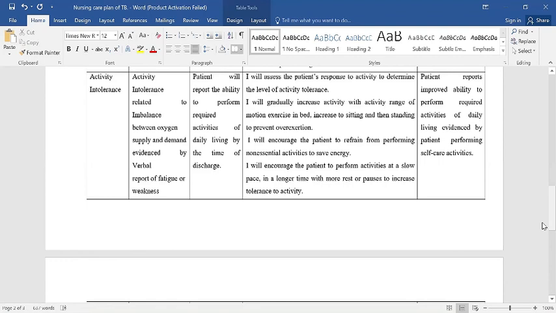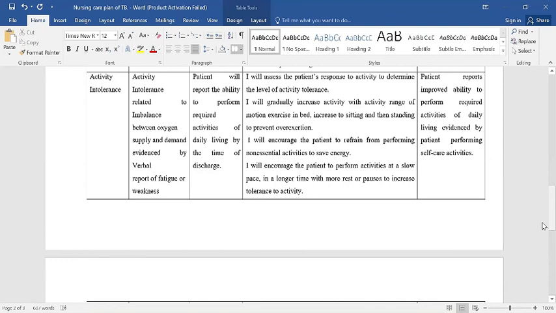The third point is I will encourage the patients to refrain from performing non-essential activities to save energy. So we are going to tell the patients to refrain from performing non-essential activities.